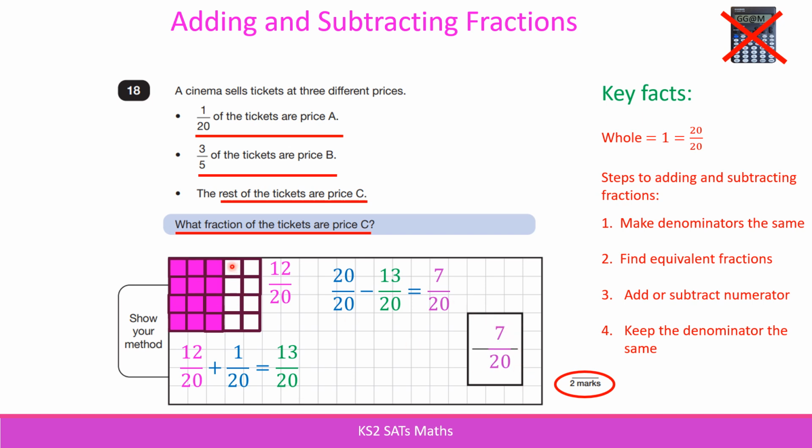You can see here this is for 1/20th where I've just put the marker. The 12/20ths were already there. The ones which are white are what is remaining, which is for 7 over 20. That was your answer, and that will give you 2 marks.